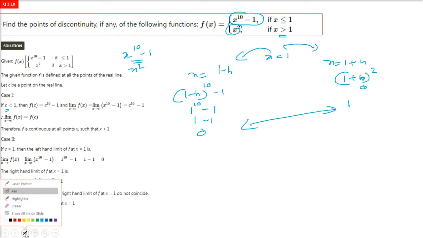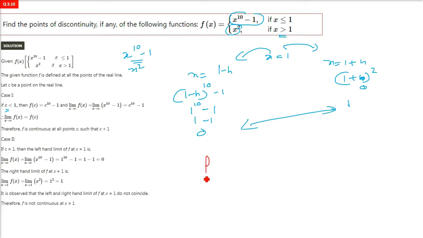So we will find out the value of the function at 1, that is f(1). It is x raised to 10 minus 1. So just put 1 raised to 10 minus 1. So this is also going to be 0. 1 minus 1 is 0. But still all the values are not equal. That means x equals 1 is the point of discontinuity. I hope you got the idea. It is the point of discontinuity.